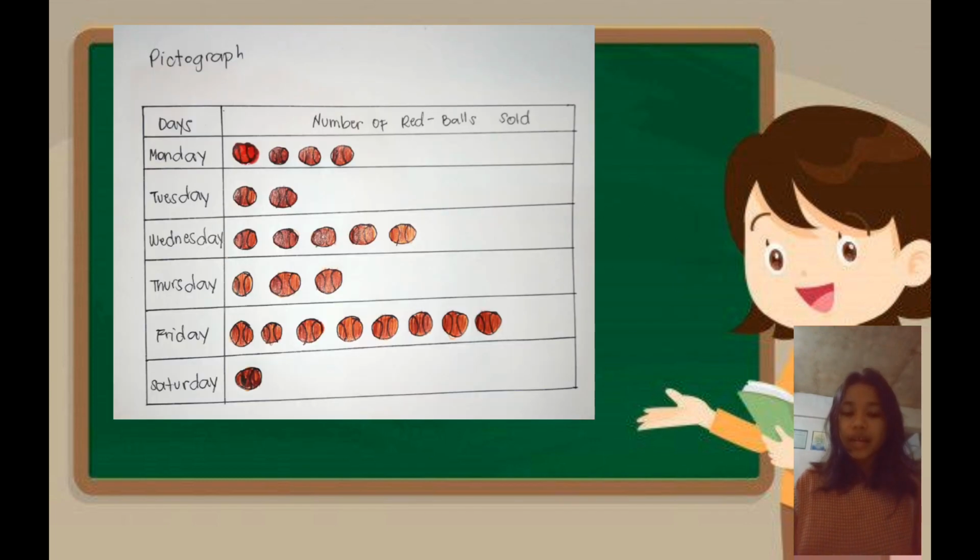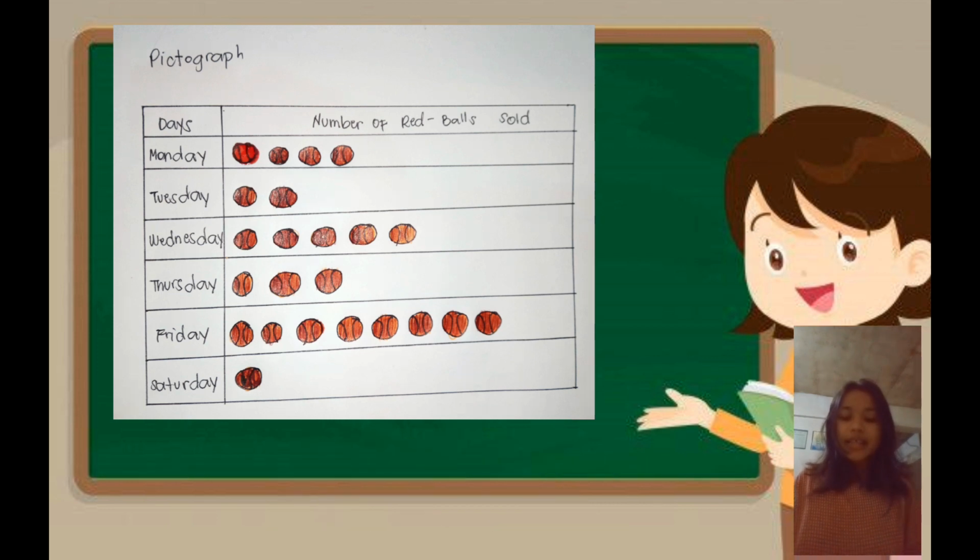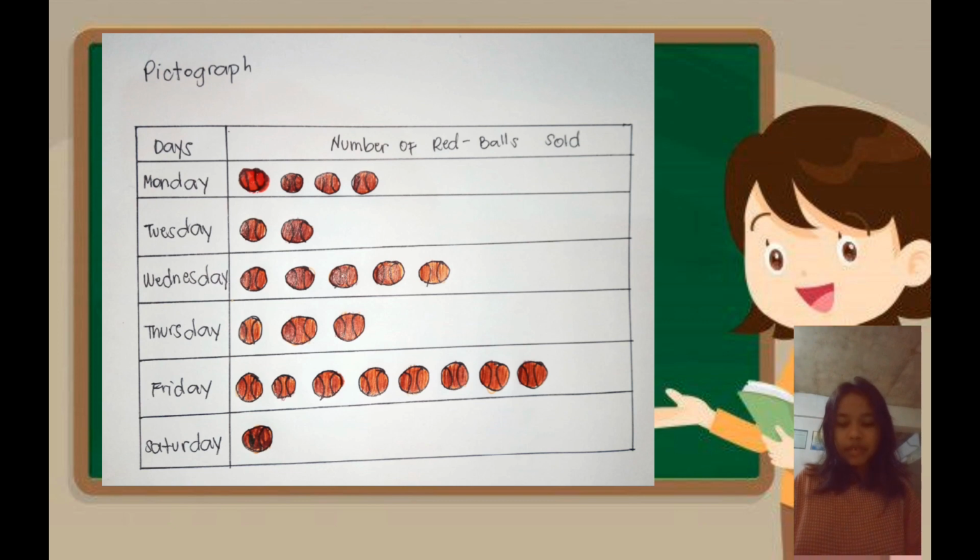And now, let's talk about the pictogram. In the pictogram, the frequency of each item is presented by pictures or graphics. Observe that pictographs are more interesting and attractive than a frequency distribution. As you can see from the example above, they just tallied all the balls they sold on each day.